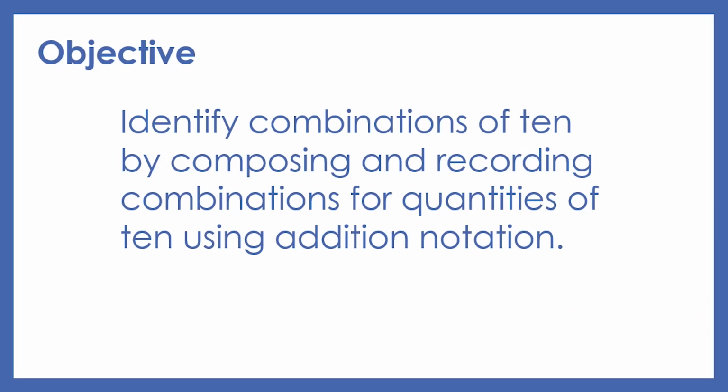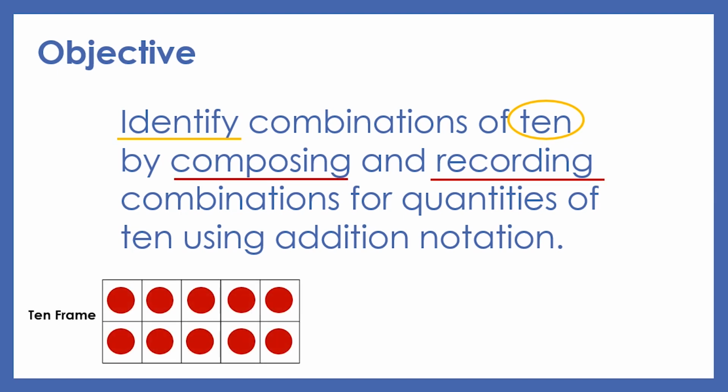Our learning objective for today is to identify combinations of 10 by composing and recording different combinations for quantities of 10 using addition notation. Now let's take a second to break down this long, wordy objective. The word identify means to determine or find, so we will be looking for combinations of numbers that make 10. We're going to be doing this by making and writing down these combinations of 10 by using addition number sentences.